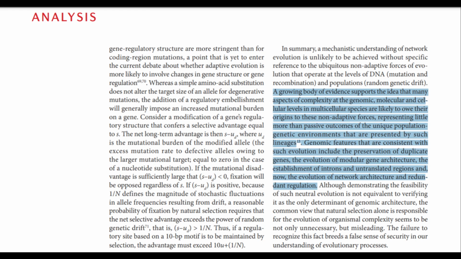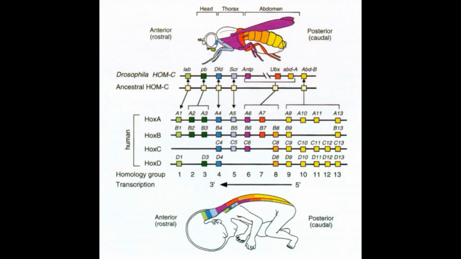Genomic features that are consistent with such evolution include the preservation of duplicate genes, the evolution of modular gene architecture, the establishment of introns in untranslated regions, and now the evolution of network architecture and redundant regulation." Close quote. So that's the fruit fly's tale.